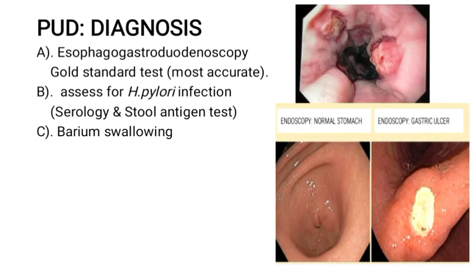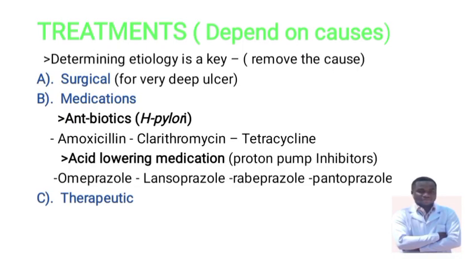But also we have barium swallowing. The barium swallowing is an alternative for esophagogastroduodenoscopy. The esophagogastroduodenoscope is inserted through the mouth, into the esophagus, the stomach, and the duodenum for diagnosis of an ulceration. Let us see the treatment.